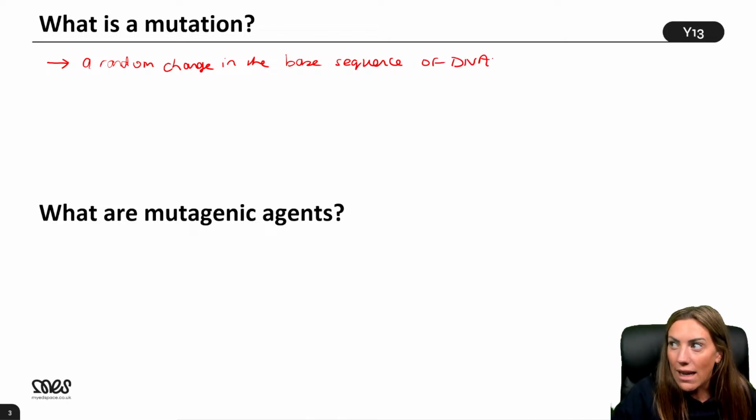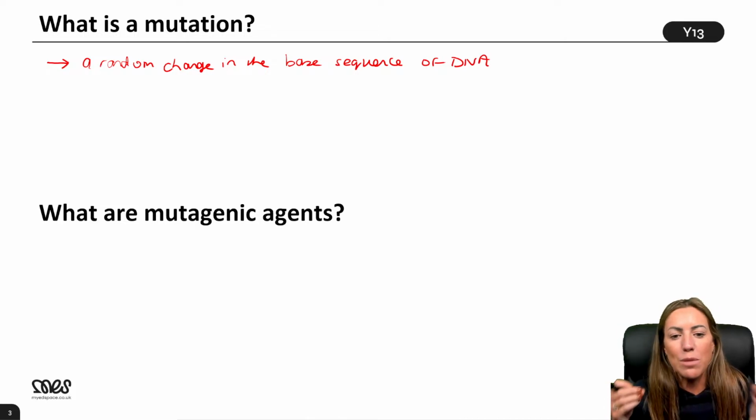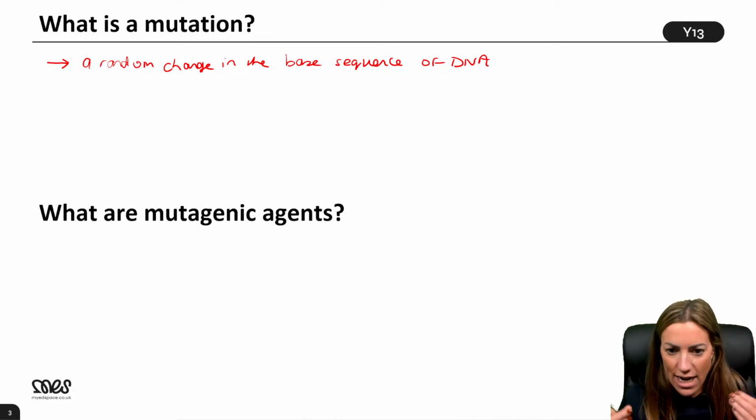Now, Emanuela, that can obviously change the protein. It can change the amino acid sequence of a protein for sure, but the mutation itself is occurring in the DNA. You've got a change in the base sequence of the DNA.